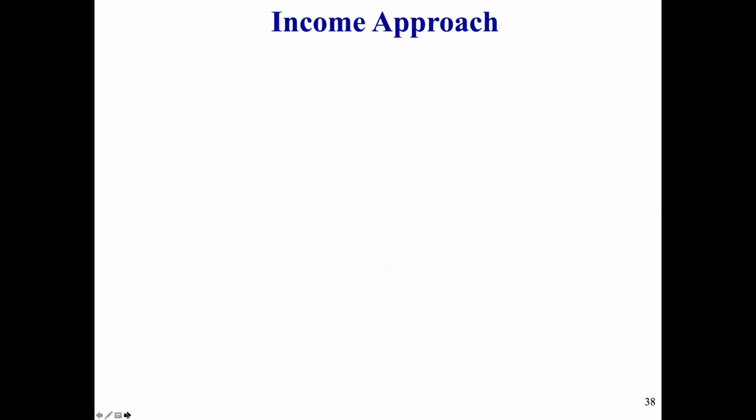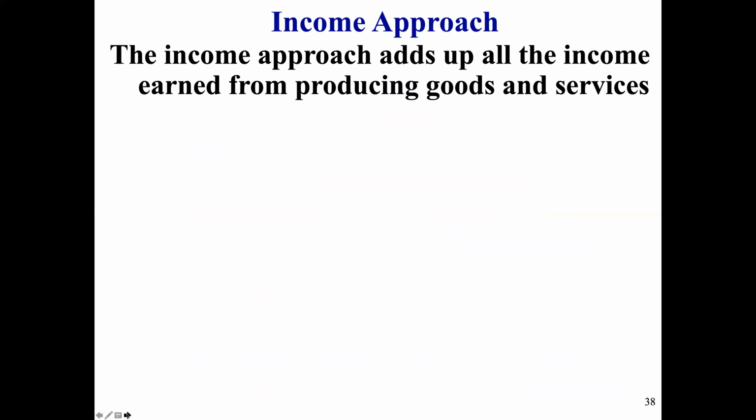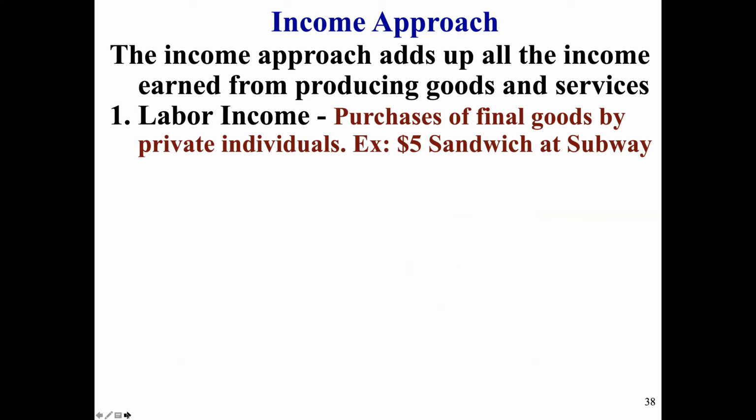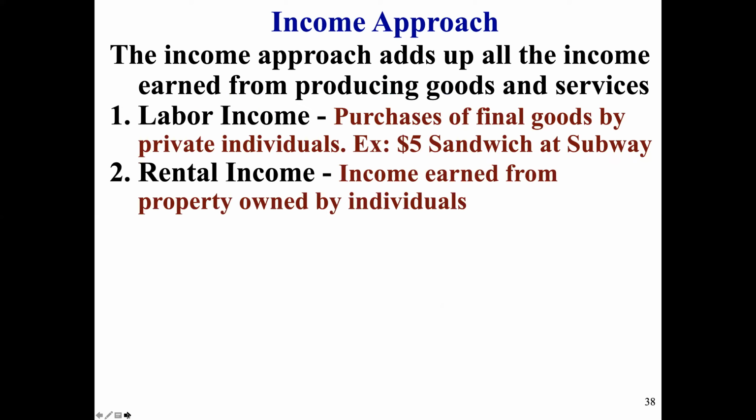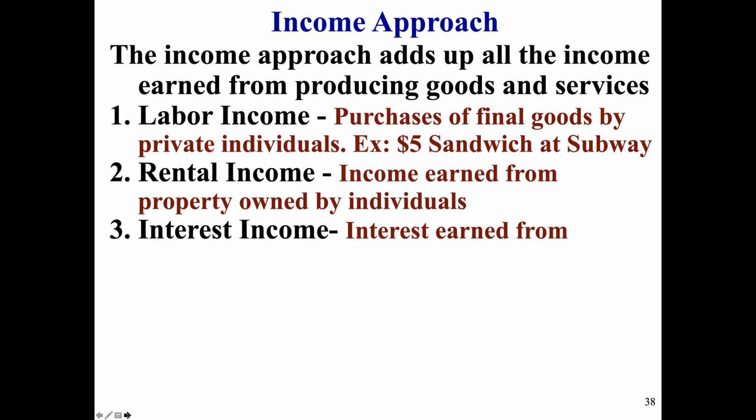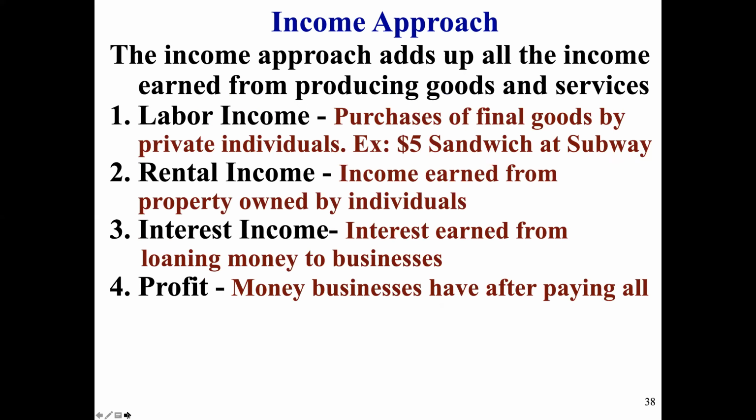Okay. Let's talk a little bit more in detail about the income approach. The income approach adds up all the income earned from producing goods and services. There are 4 subcategories of GDP for the income approach. The first one is labor income. When you buy that $5 sandwich at Subway, that's contributing towards the wage of the people who are working there. Rental income is income earned from property owned by individuals. Interest income is interest earned by folks who loan money to businesses, and then profit is money made by businesses after paying all their costs.